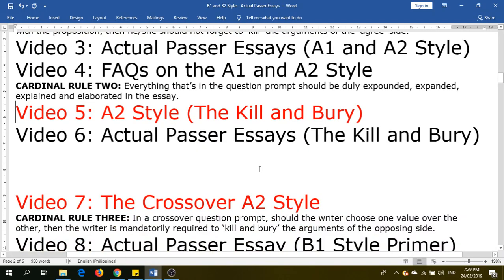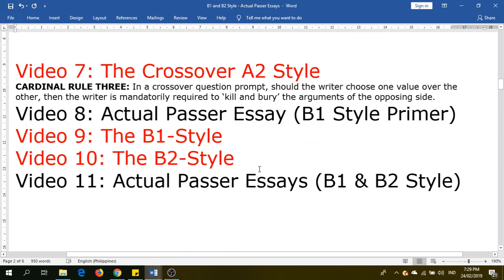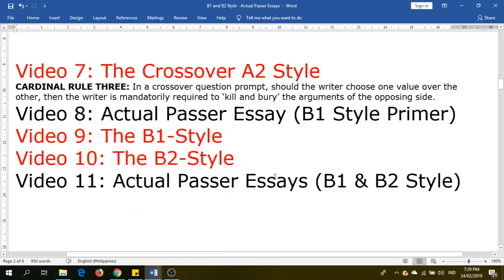Let's now move on to videos number 7 to 11. These are crossover question prompts. So what I mean by the crossover, as you will see in video 7 where it was first discussed, is these deal with question prompts which explicitly mention two sides of a particular issue. And so when two sides of an issue are mentioned in the question prompt, then of course it obligates the writer to discuss the two sides. So video number 7 is talking about the A2 style, which can also be used for one-sided question prompts.